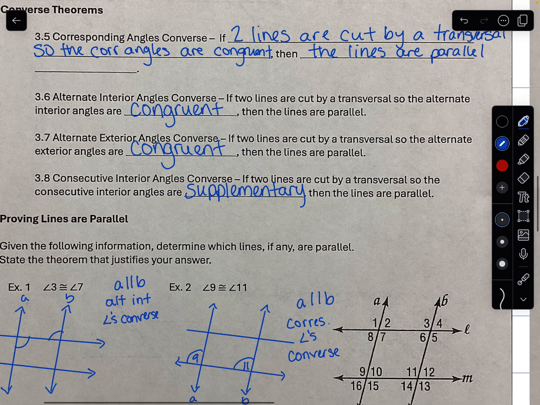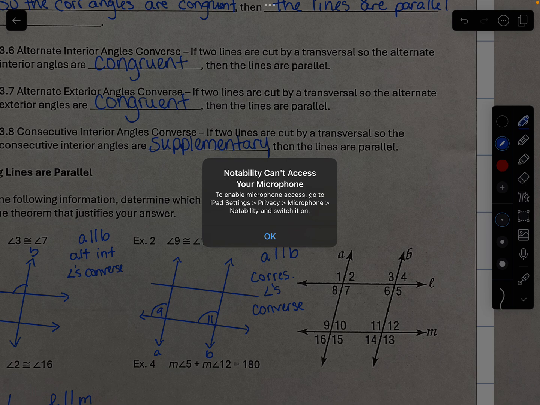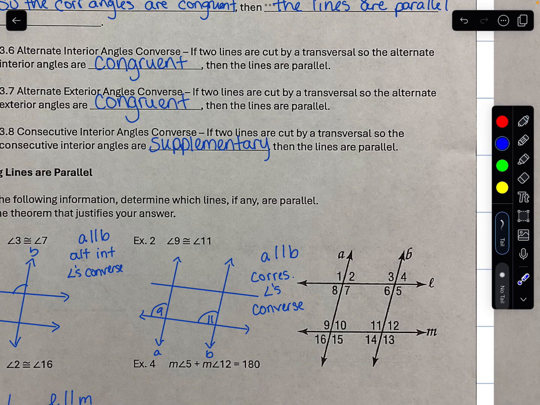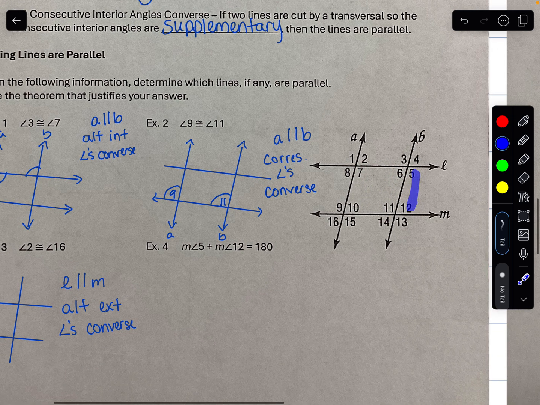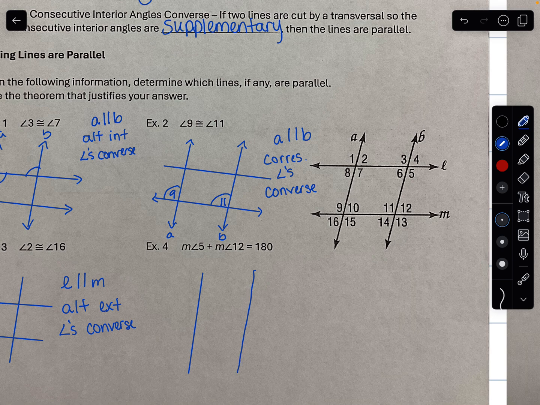Right, because remember, consecutive interior is the ones we're talking about right now, right? 5 and 12. Okay, 5 and 12 are located here. 6 and 11 would work. 7 and 10. Any of those would be consecutive interior, so same side, but not the same angle, right? So, I should, again, draw this because I've done it on all our other ones.